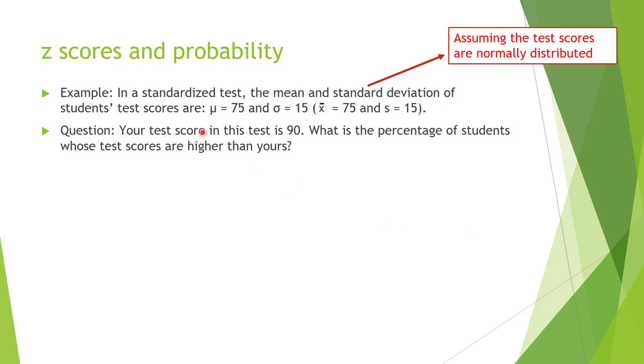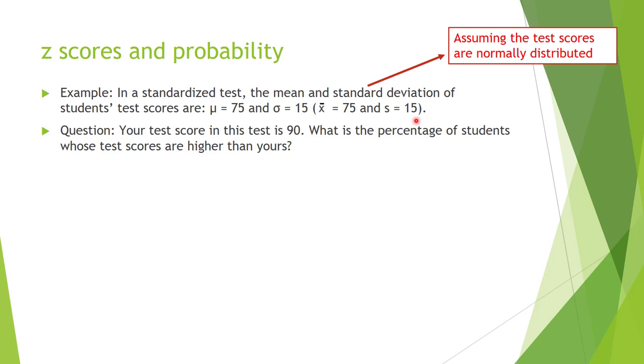If you're talking about the whole population, I use mu, which is a parameter, meaning the population mean. The mean is 75. Sigma is the population standard deviation, which is 15. Or if you're talking about a sample, I will use x bar and lowercase s to represent the sample mean 75 or sample standard deviation 15.